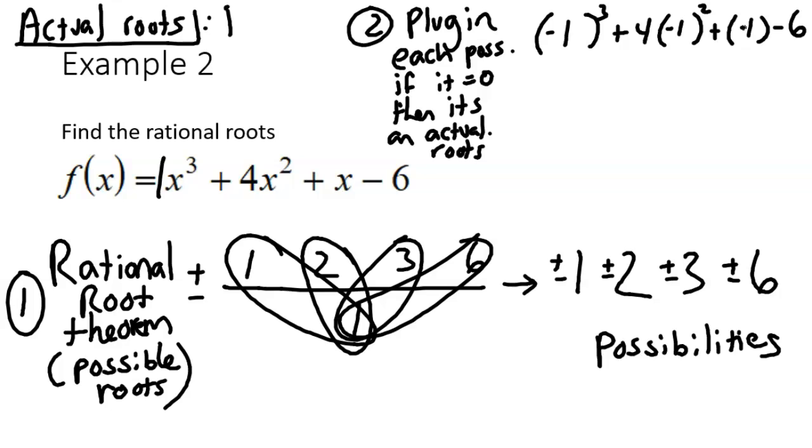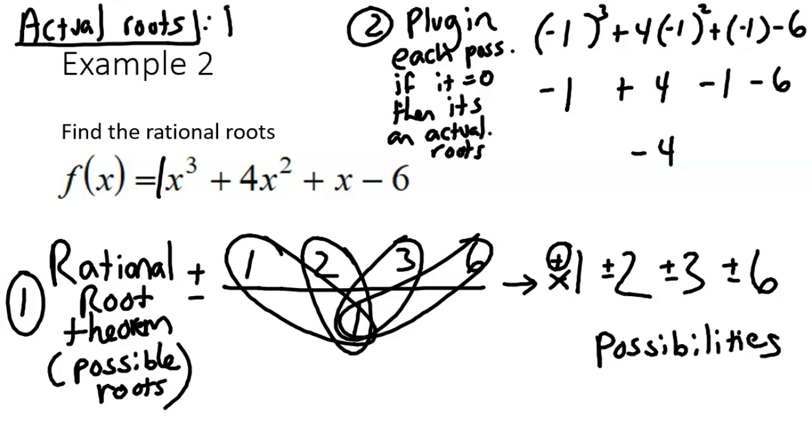All right, negative 1 cubed is negative 1. Negative 1 squared is 1 times 4 is 4. Now if I add all those up, I get negative 4. So that one doesn't make 0. So negative 1 is not a root. So I'm going to cross that one off. Positive 1 was a root, but negative 1 was not.